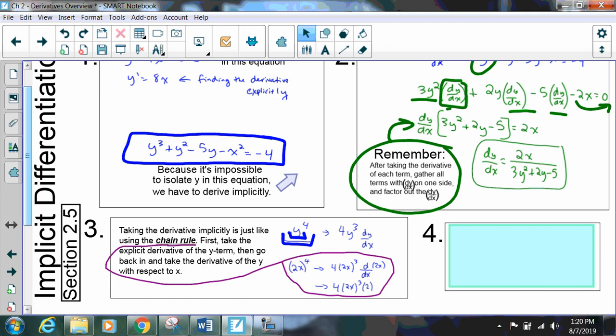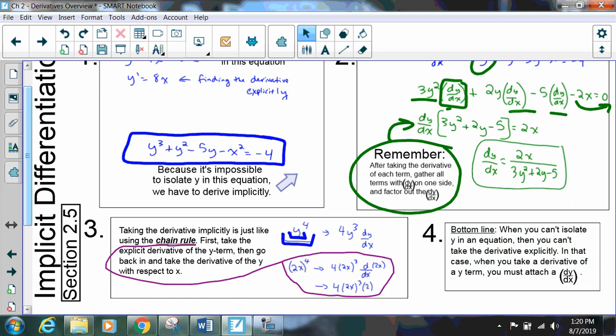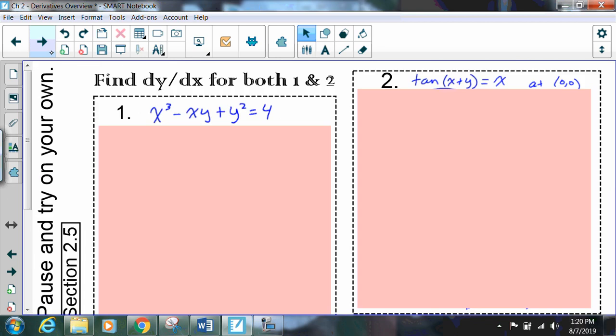Okay, let's look at another. This sums up what I was saying every time: you take a derivative of a y term, you must attach a dy over dx. All right, so let's look at some examples of taking the derivative implicitly.